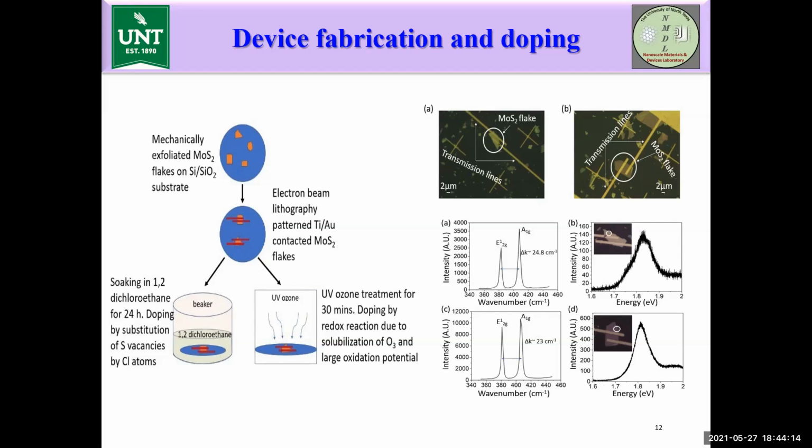However, we see that the second device, which was exposed to UV ozone, has a sharper PL peak and lower full width at half maximum, which means it has higher crystallinity compared to the one which was doped by 1,2-dichloroethane. Those were just the inherent attributes of the flake.